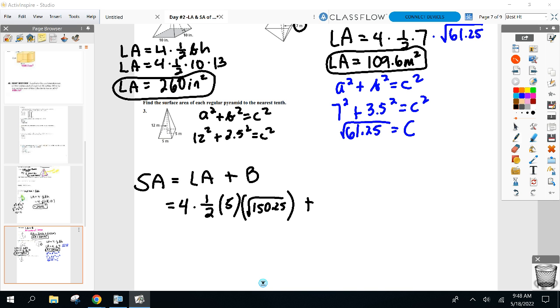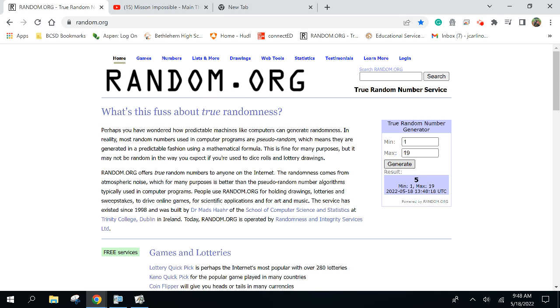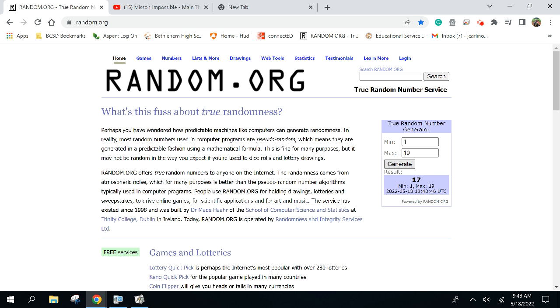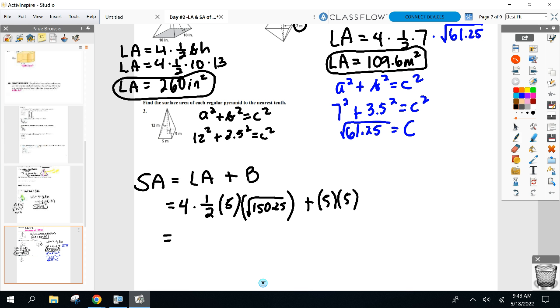How do you find the area of the base? Just a square. 5. Jackson, how do I find the area of that base? 5. Yep. Good work, everyone. Nearest 10th when you're ready.